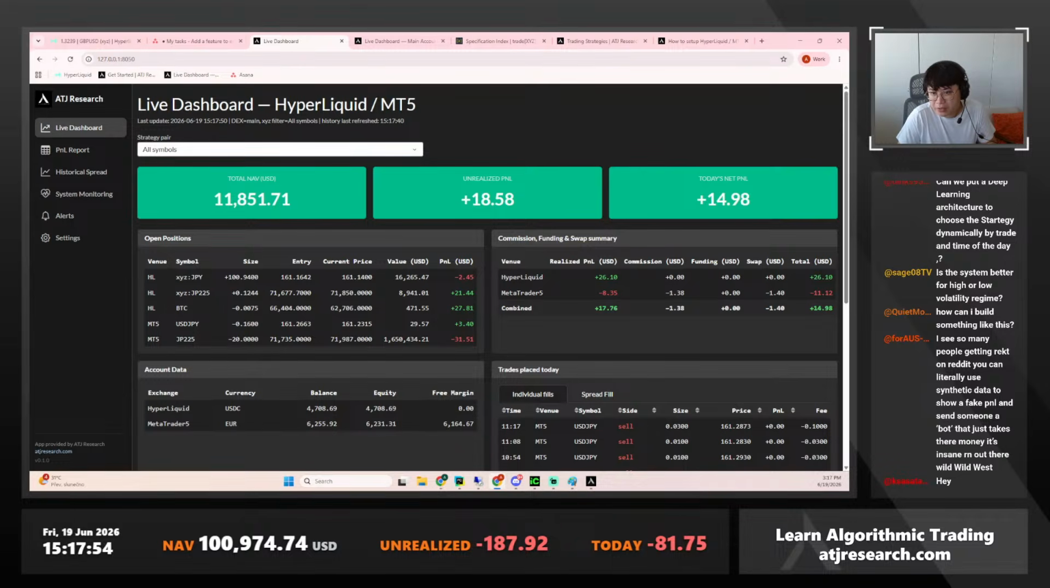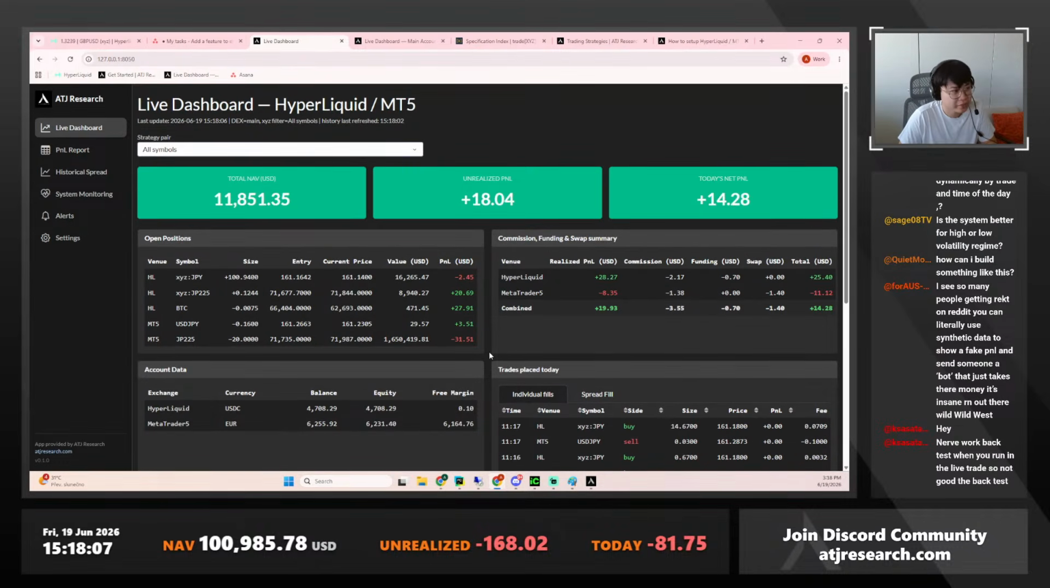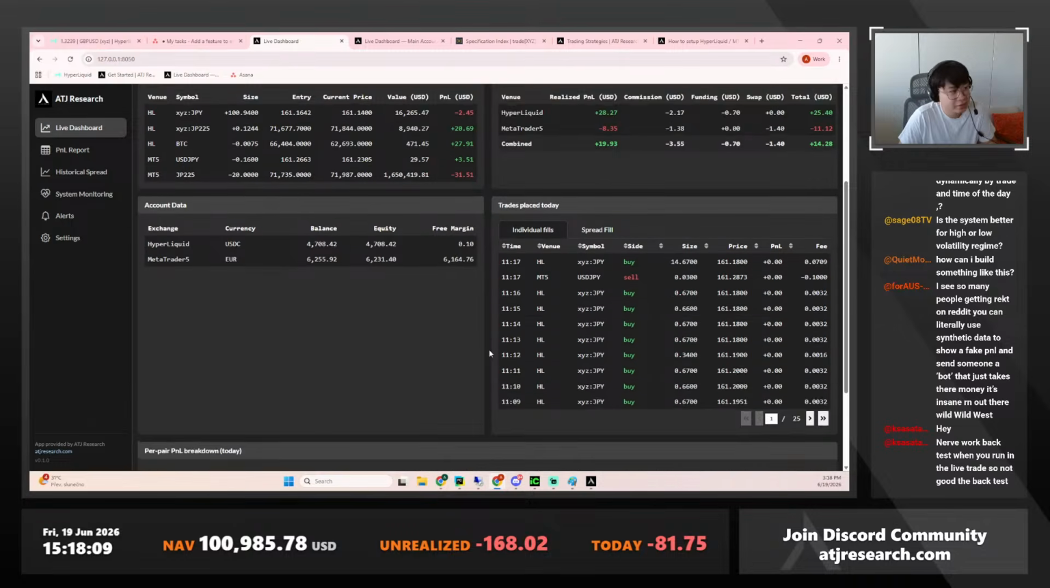I see so many people getting wrecked on Reddit. You can literally use synthetic data to show a fake P&L and send someone a bot that just takes their money. It's insane right now out there. Wild, wild west. So be careful, guys. Very, very dangerous. Don't trust me. Trust but verify. That's also a saying.